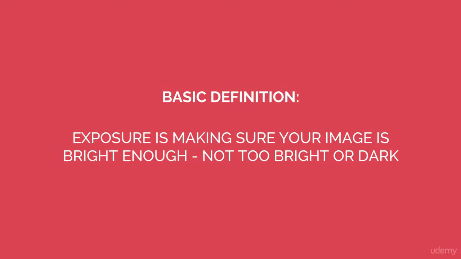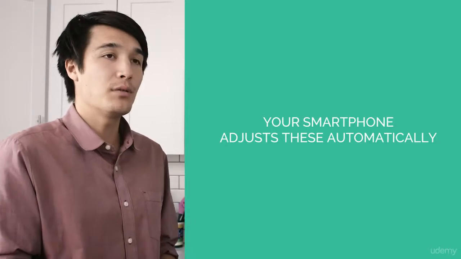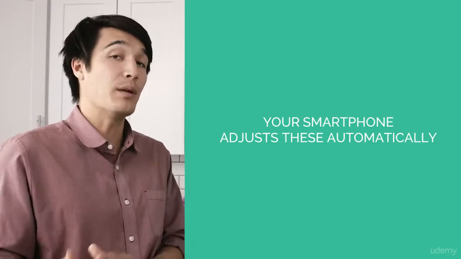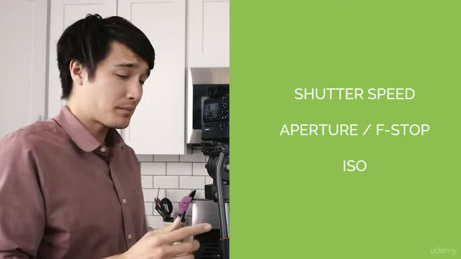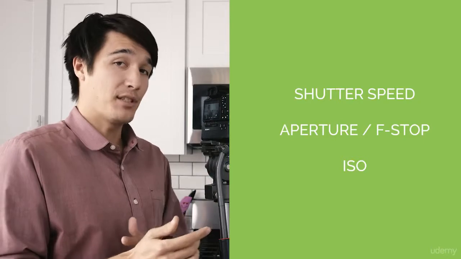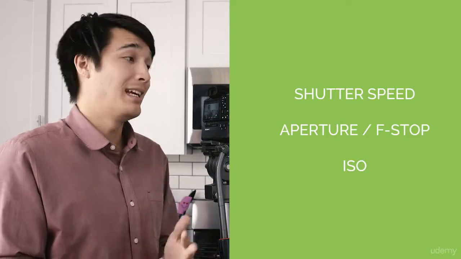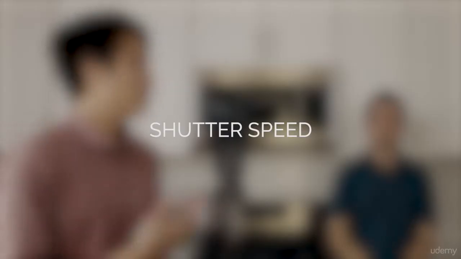It's how much light is on your subject, how much light is in your frame, and there's three ways that you control this. With a smartphone, you won't necessarily set these, but they will be affecting your image. And for DSLRs or mirrorless cameras, it's really essential. And that's your shutter speed, your f-stop or iris or aperture, and your ISO. So the first is shutter speed.